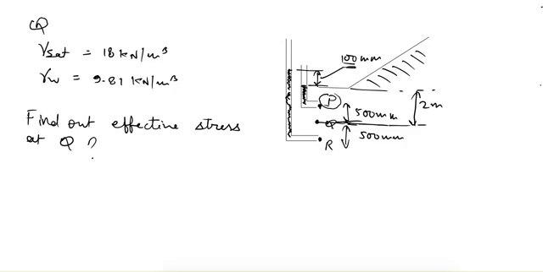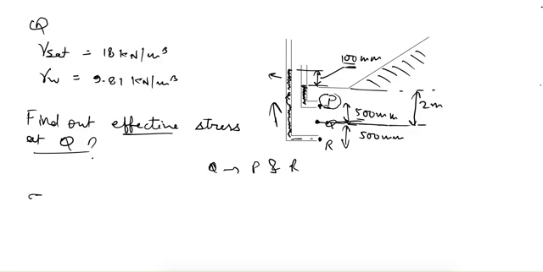The location of one more point Q is given, that is 500 mm below P and 500 mm above R. So Q is between P and R, and we need to find out the effective stress at Q. Seeing this piezometric head difference, the piezometric head at the point below Q is greater than the piezometric head above, that is at P. So the flow will be taking place upwards.